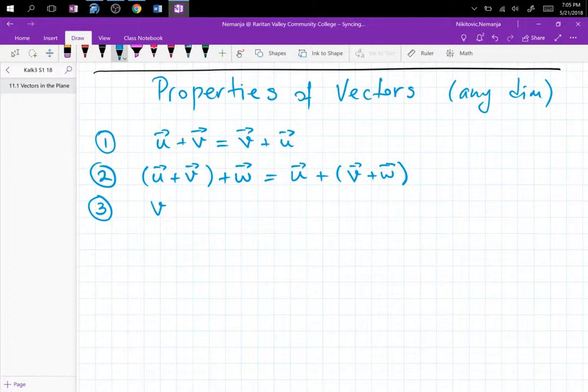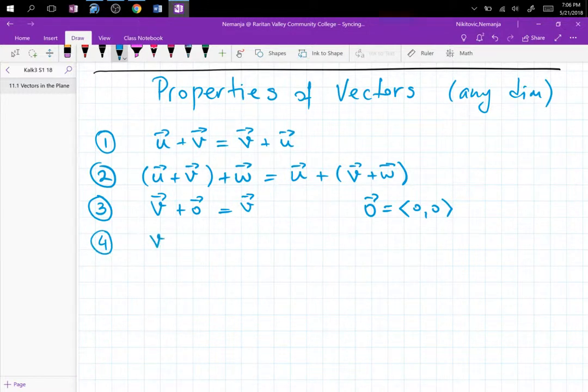If we add a 0 vector to a vector, you get your original vector back. Now, 0 vector is vector of all zeros in there. So if you are on 2D space, it's 2 zeros, which is the origin. So that's a 0 vector. Number 4, if you add vector to its opposite, you get 0 vector on the other end.